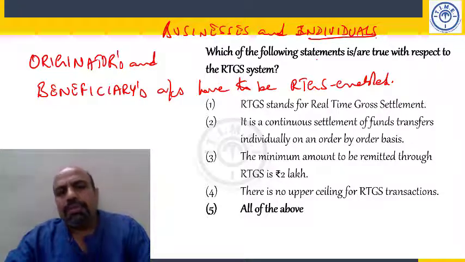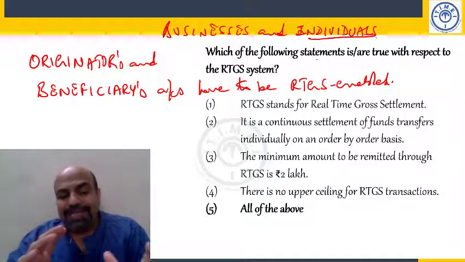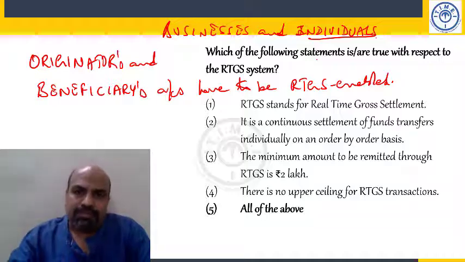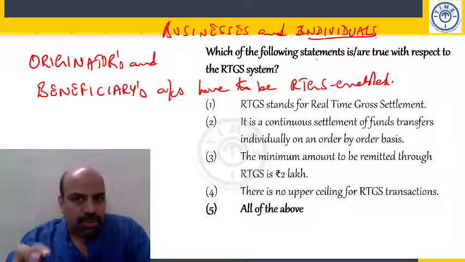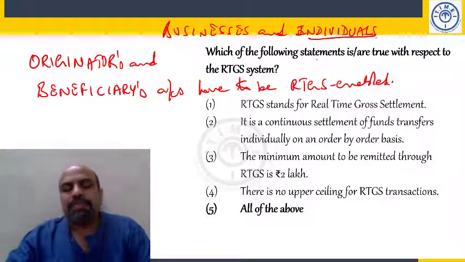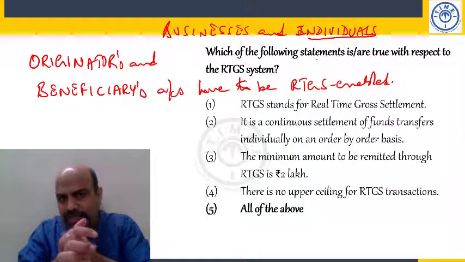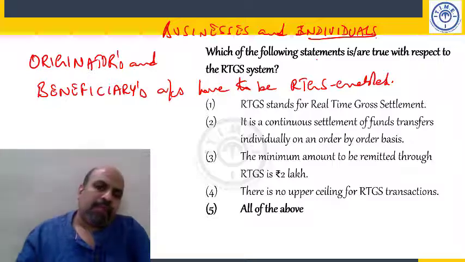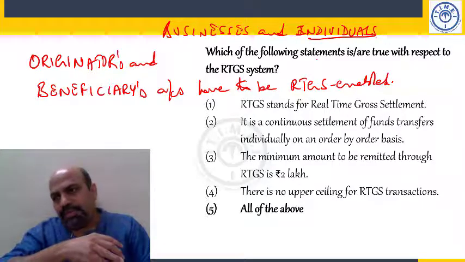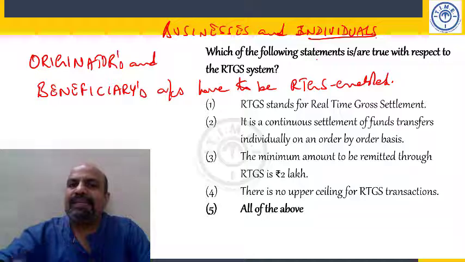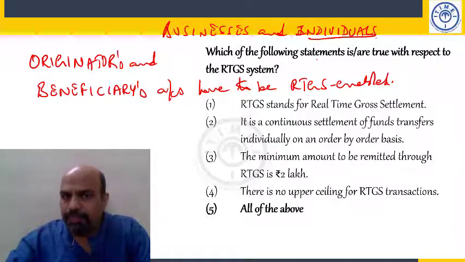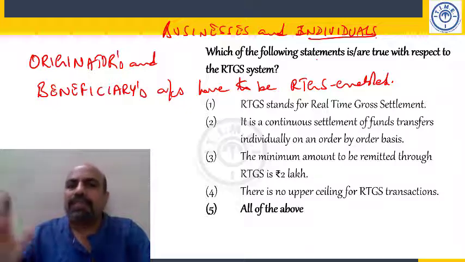Normally in NEFT transactions, as we saw in the previous session, transactions are bunched and sent every half hour. Between, let's say, 10 a.m. and 10:30, there are four different transactions and the sender has chosen NEFT mode. This simply means all these four transactions will be bunched together and sent at 10:30. But in the case of RTGS, if the person has selected RTGS mode, the money would be sent immediately as a separate transaction. The fund transfer happens as a separate single transaction.